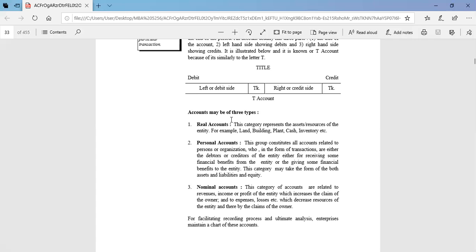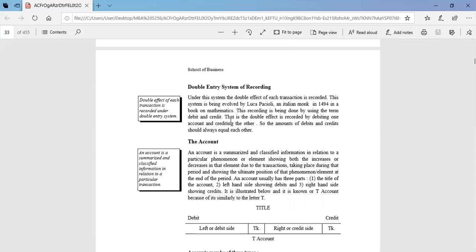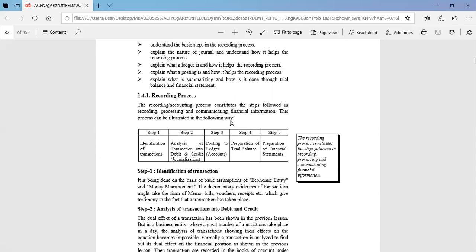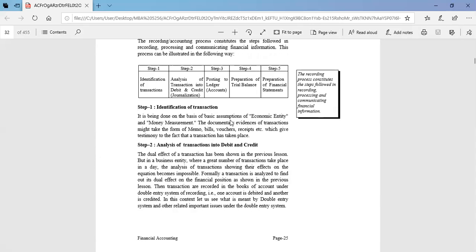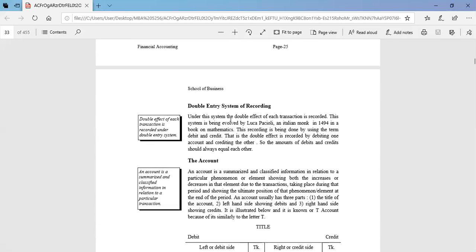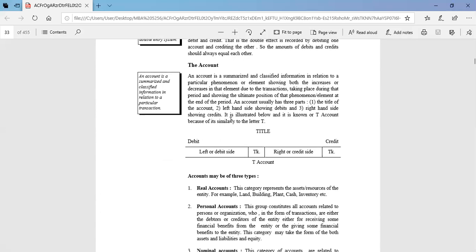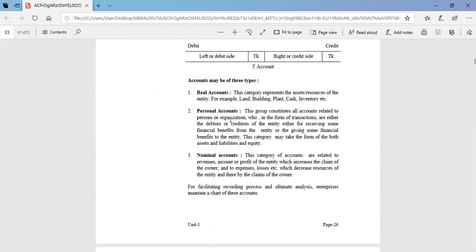So today we discussed what the accounting process is, what the recording process is, what the steps of the recording process are, and how to record the transactions in accounting. So what do we mean by the double entry system of recording? What is an account and what are the types of accounts in the golden rules?